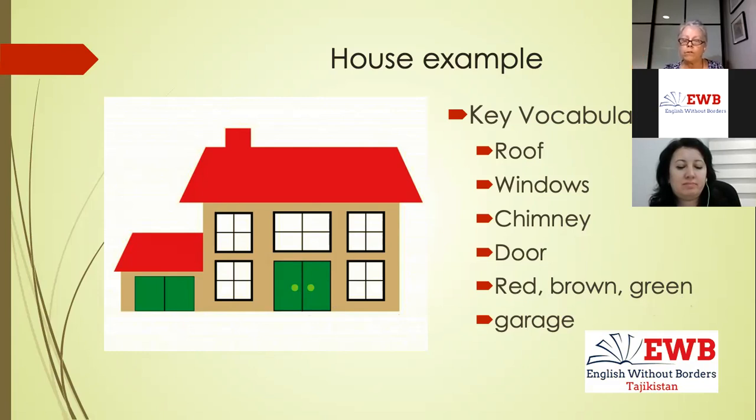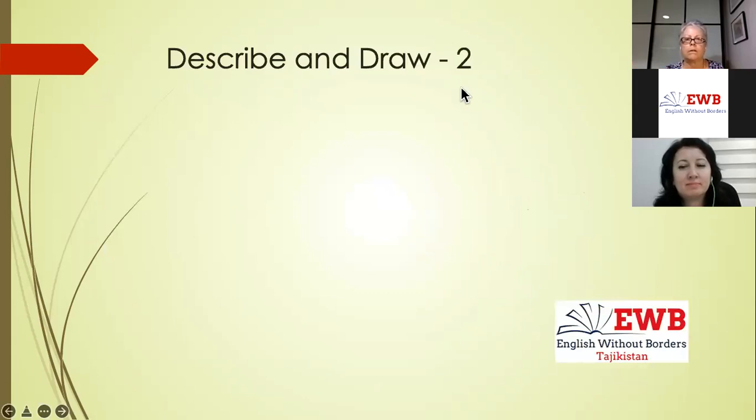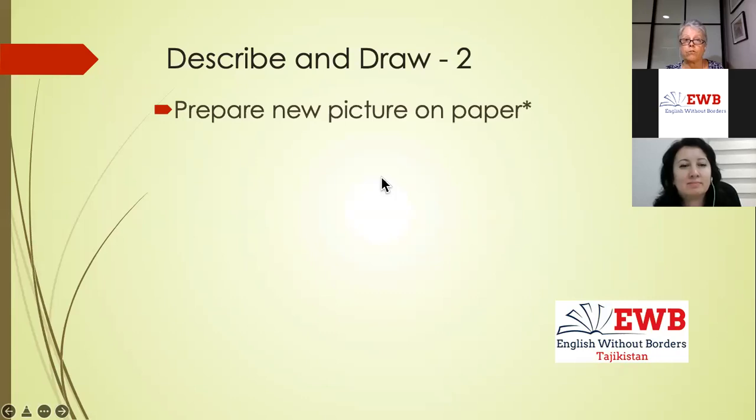So you have the picture, the students have the picture, the students listened to you, the students watched what you did, the students copied it. And now comes part 2, maybe. So this is part 2. Describe and draw 2. So you make a new picture, and notice this little asterisk here. And put this picture on paper.